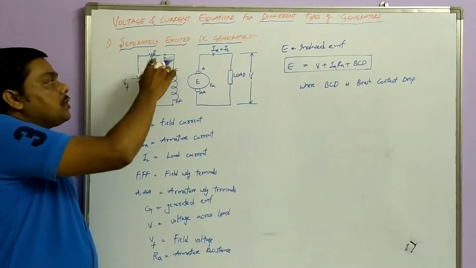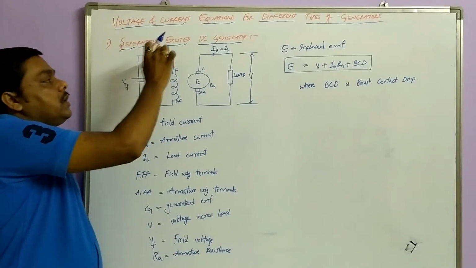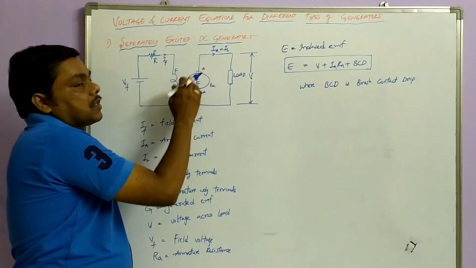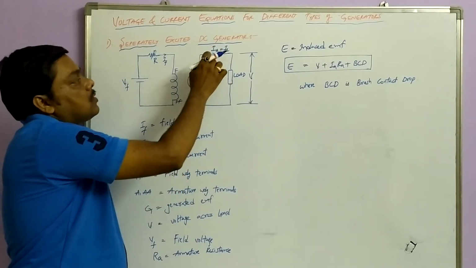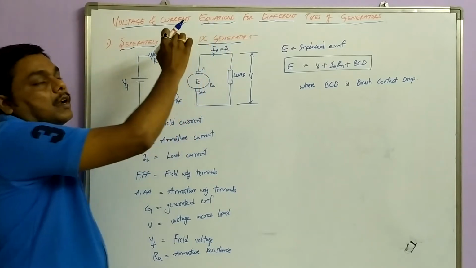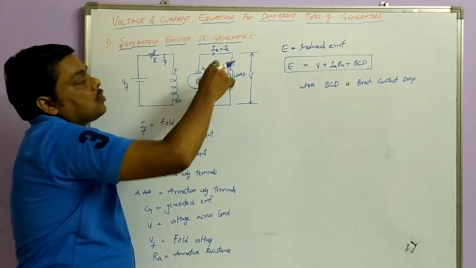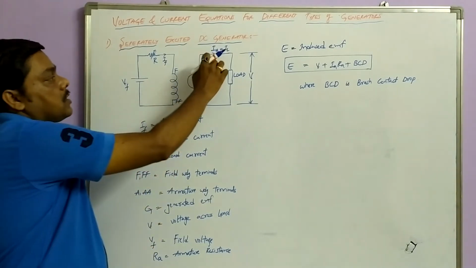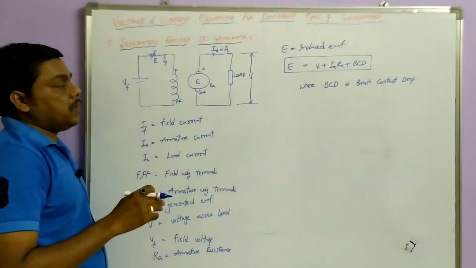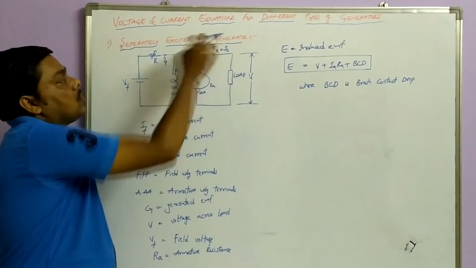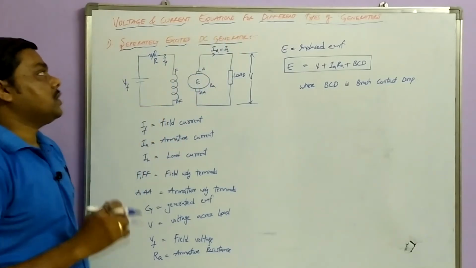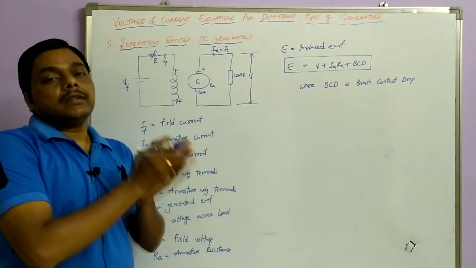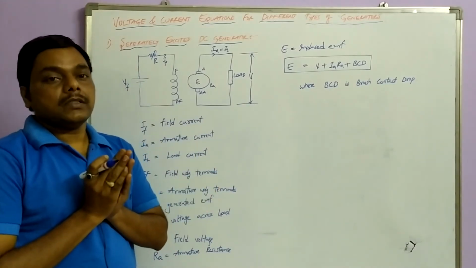The current flowing through the field winding is called the field current, and the current leaving the armature, generated and supplied to the load, is called the armature current. The current flowing to the load is called the load current. Here armature current and load current are the same, so IA is equal to IL, but IF is different. So what is the major difference between separately excited and self-excited generators?